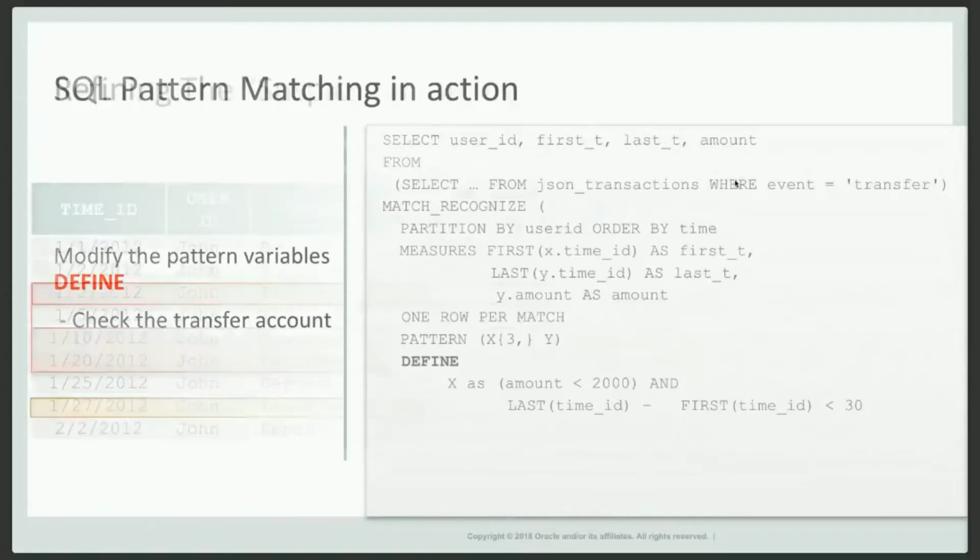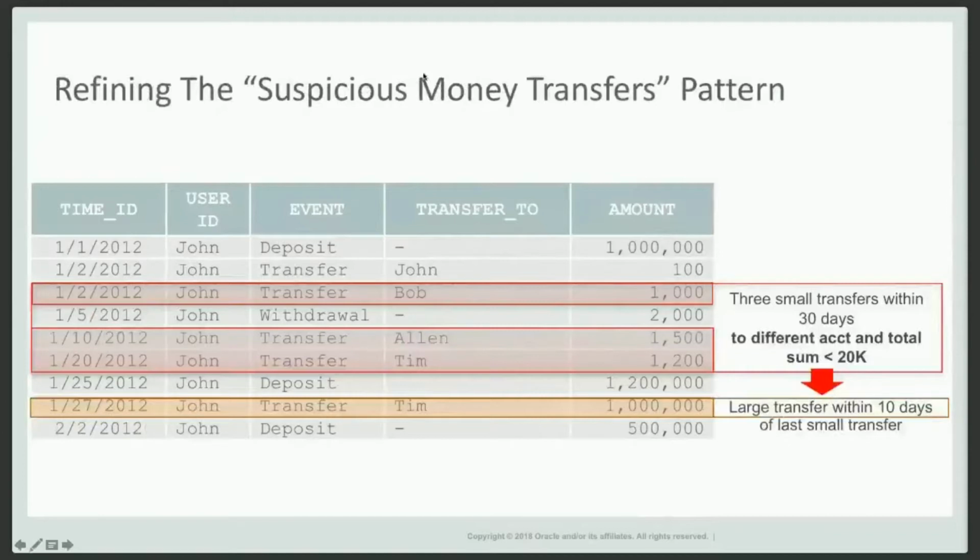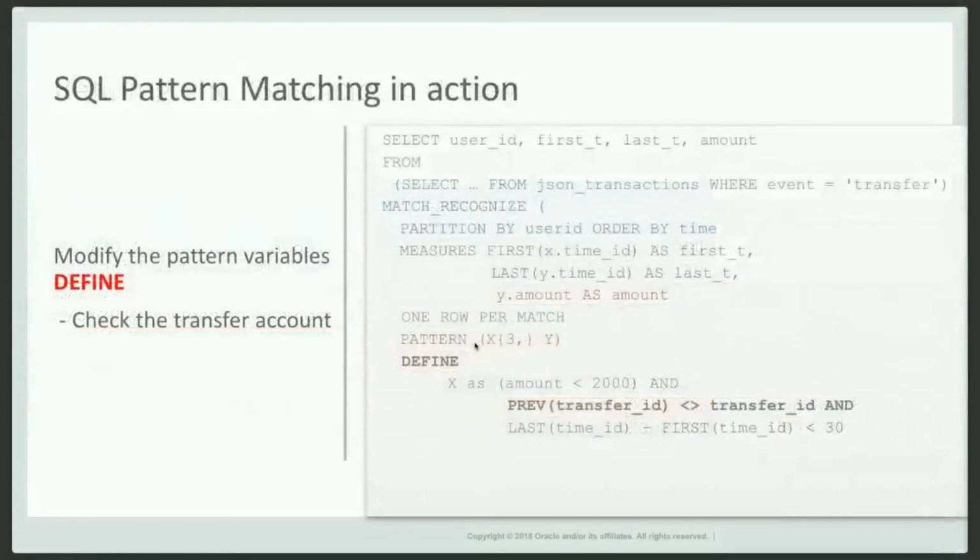So what we need to do is check the transfer account. We now need to see who we are transferring to, and make sure that the names are different. So all I've got to do is say the transfer ID, make sure that it's different, i.e. it's not equal to the previous transfer ID. So here I'm going to look at the current row where I've matched the amount is less than $2,000, and I'm going to make sure that the transfer ID for the row that I'm currently on is not the same as the previous row.